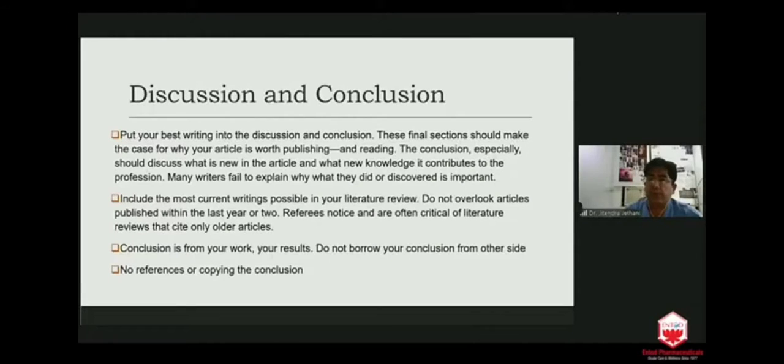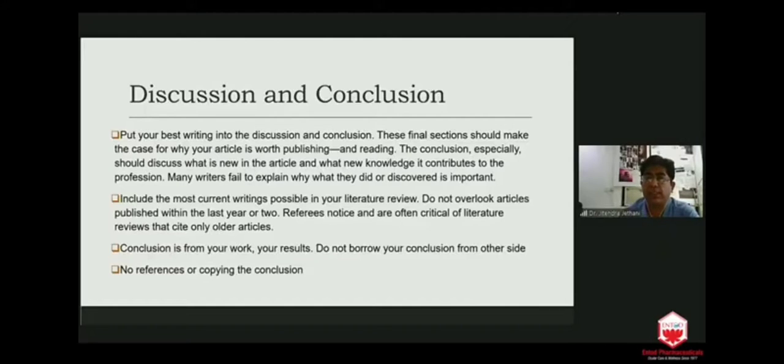And after that will come the results. I think in results, you just pour your data basically. So we come to another important part. One of the most important parts is discussion and conclusion. We have to be very good, very informative, and put your best writing thoughts into discussion and conclusion, because these are the final sections where you are actually trying to defend your article in the discussion.